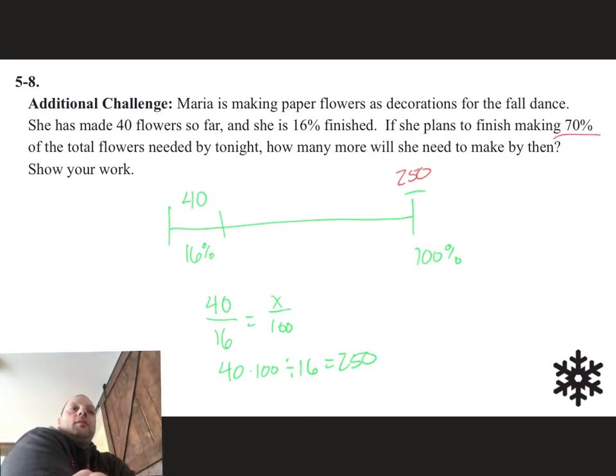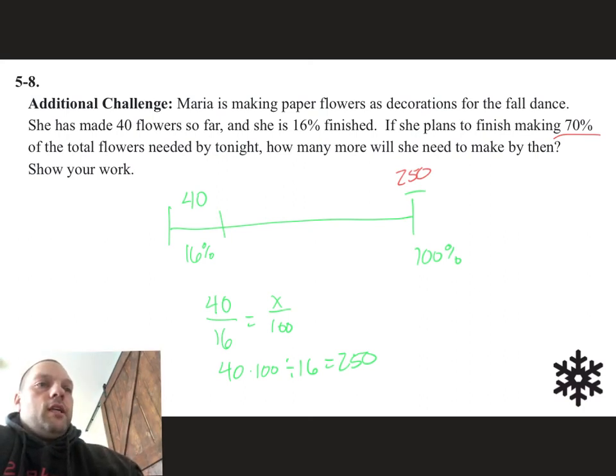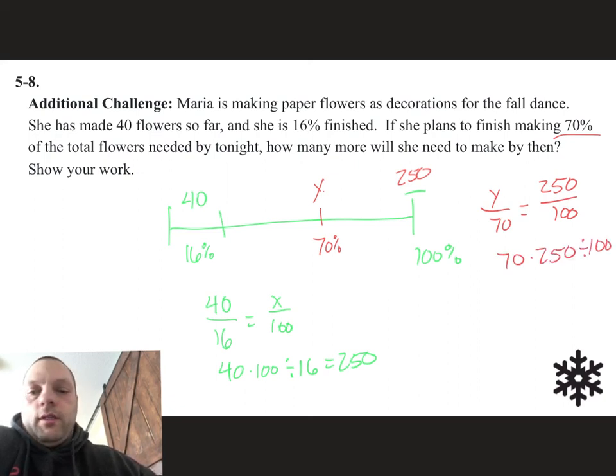So she already has 16% done. So we need to just figure out how many flowers are in 70%. So let's just say this is my 70% mark now, and this is X. So it's not in the middle. That's 70% is where I'm looking at. So I have, oops, I shouldn't use X because I already used X. Let's use Y. Okay, so Y over 70 is going to equal 250 over 100. So 70 times 250 divided by 100 is going to get me to 175.